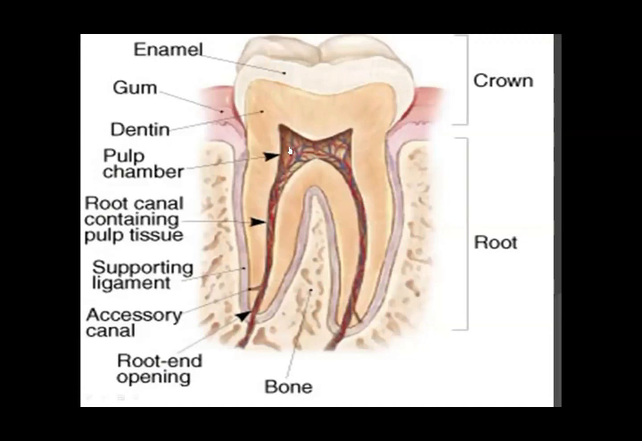This is the pulp chamber. This is the enamel, dentine, pulp chamber. This is the root canal. This is the accessory canals, root and opening. This portion is root. This portion is the enamel.